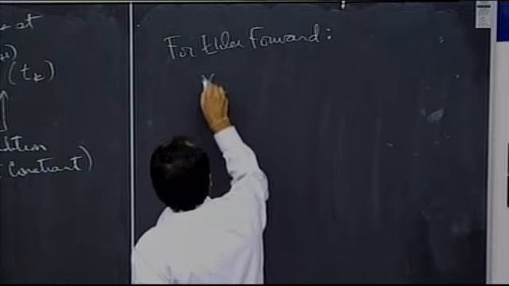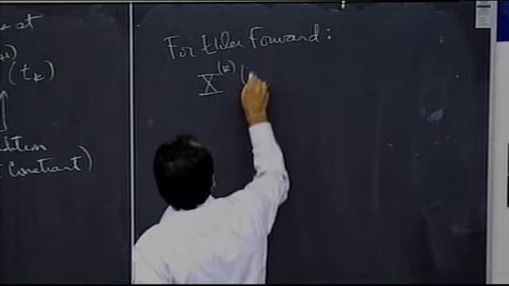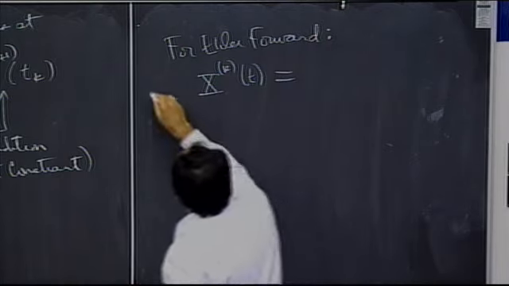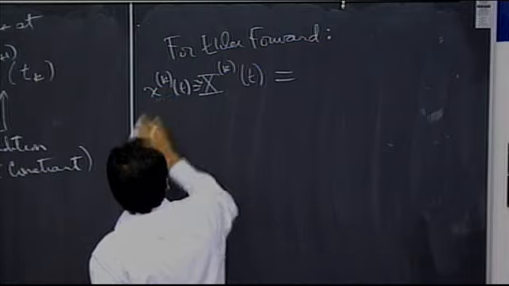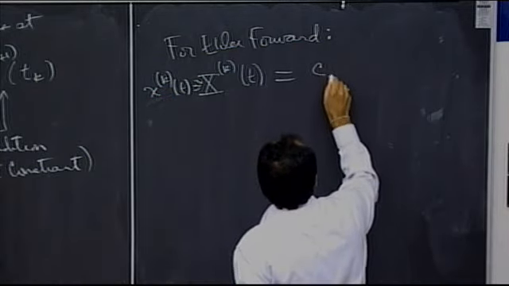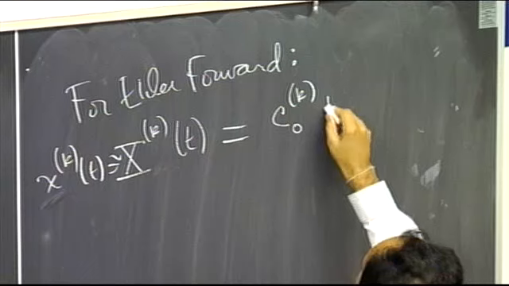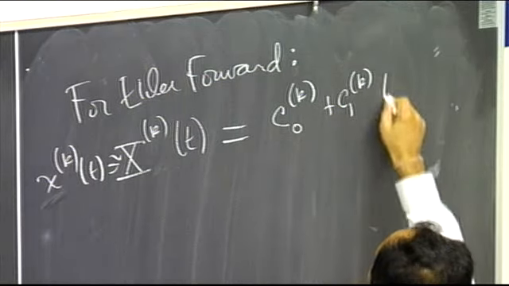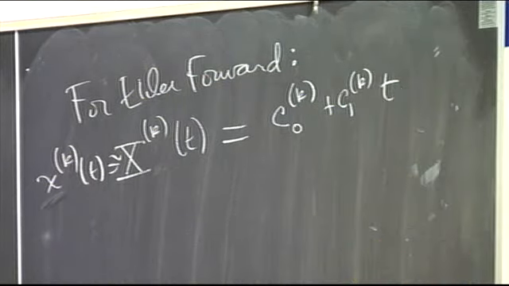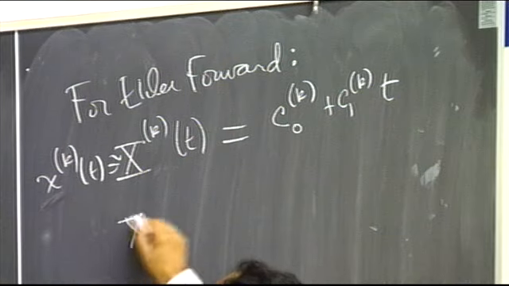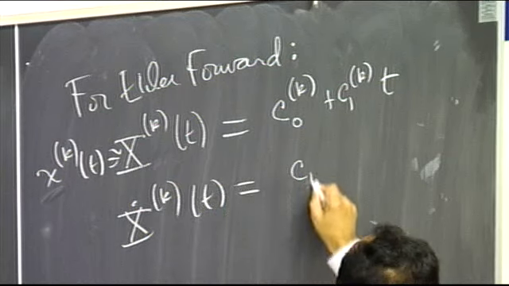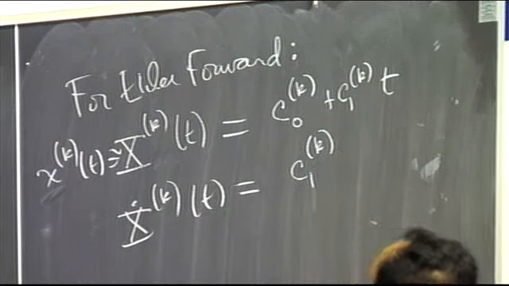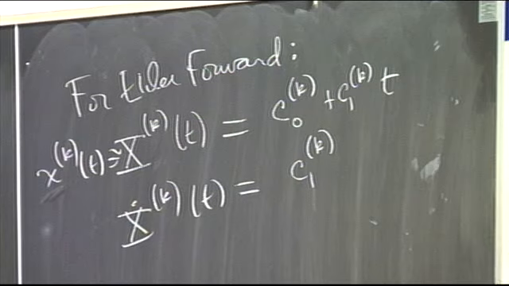We say the state in mesh interval k, so this is x k of t, gets approximated by this, which is going to equal C0k plus C1k times t. All right? If I differentiate that, what do I get? I get C1k, right? It's the derivative of that. It's really simple.